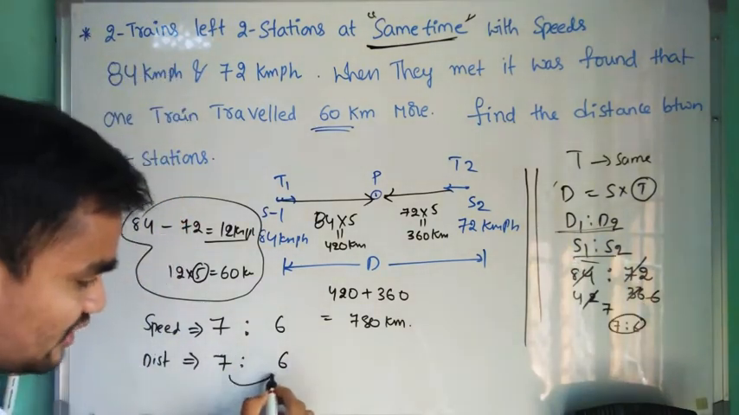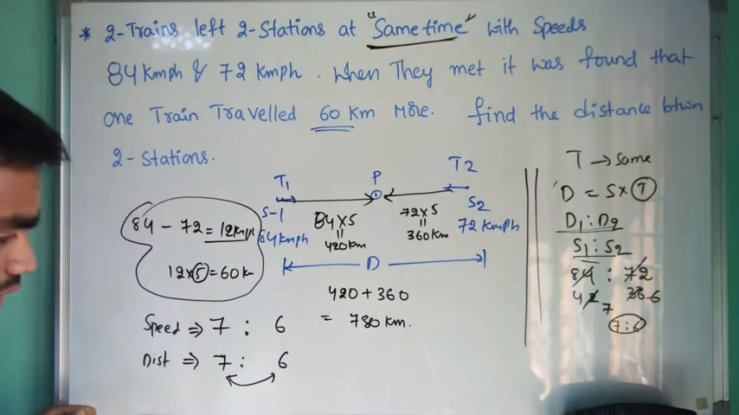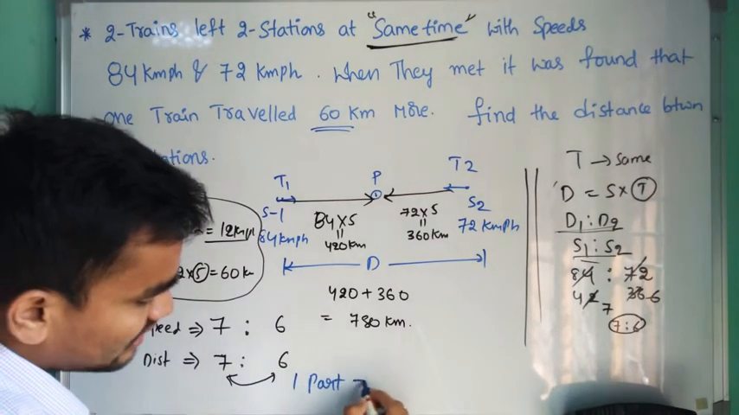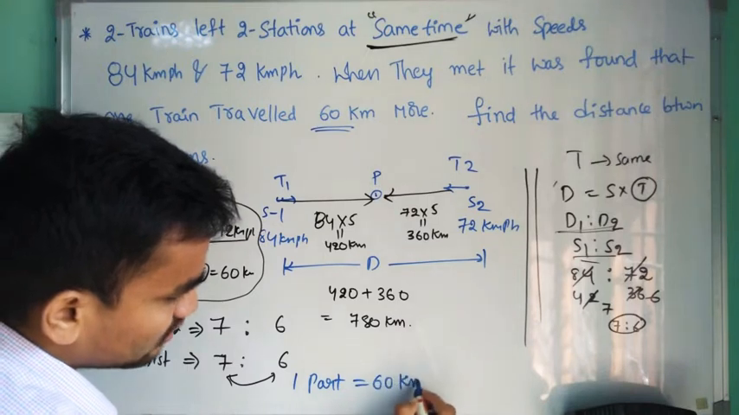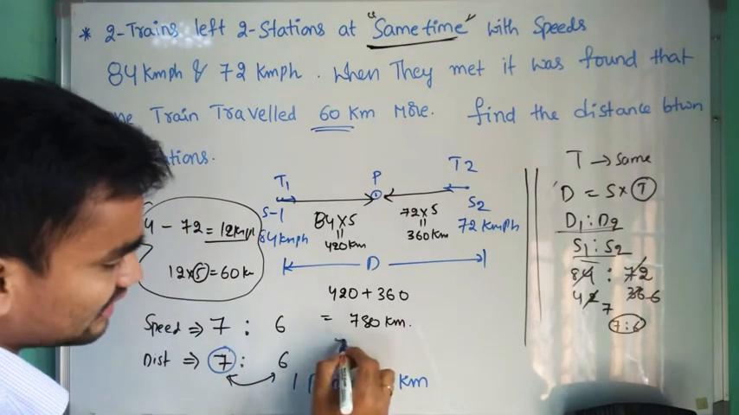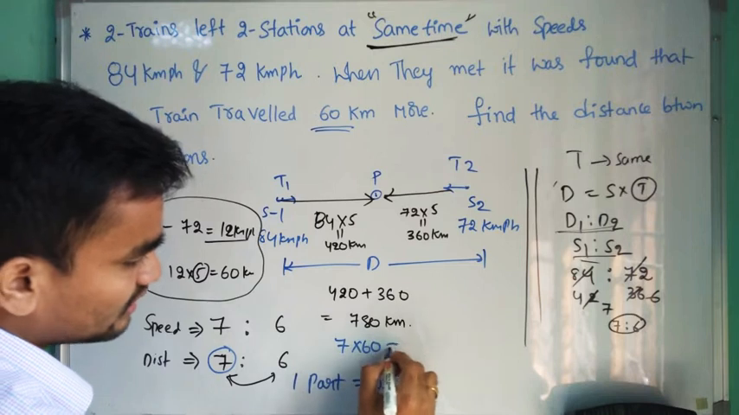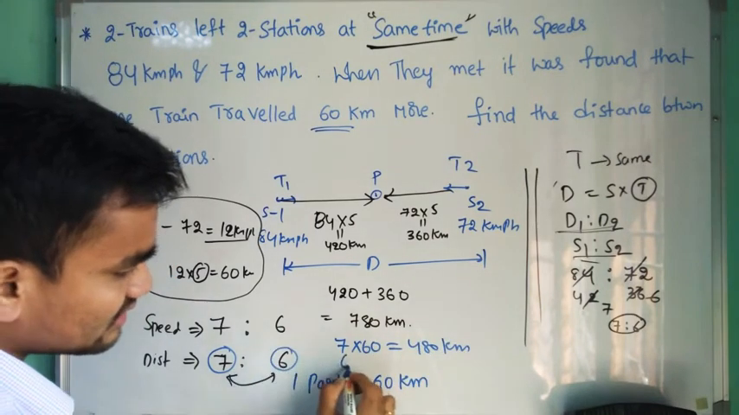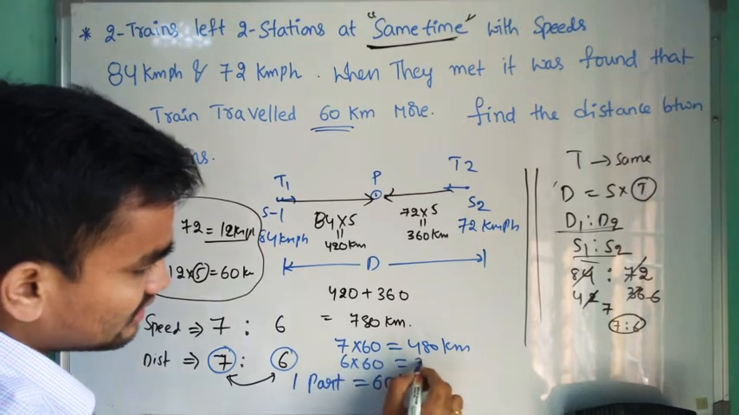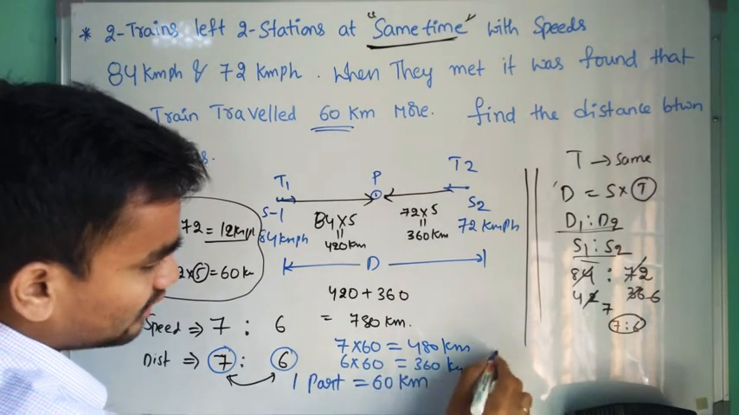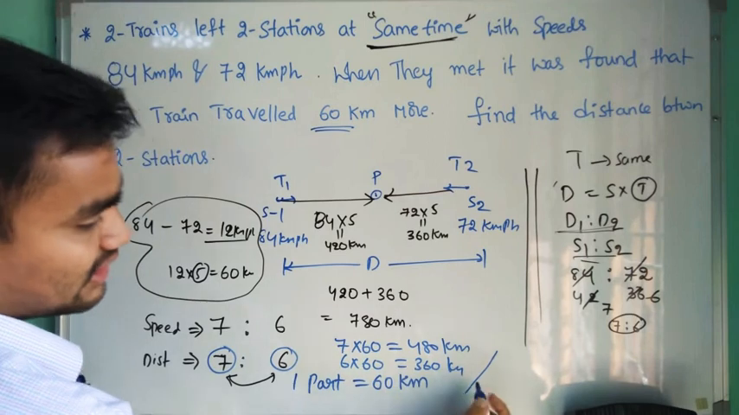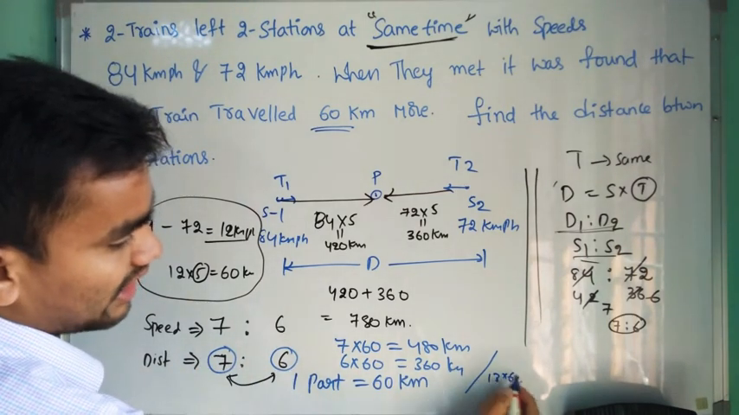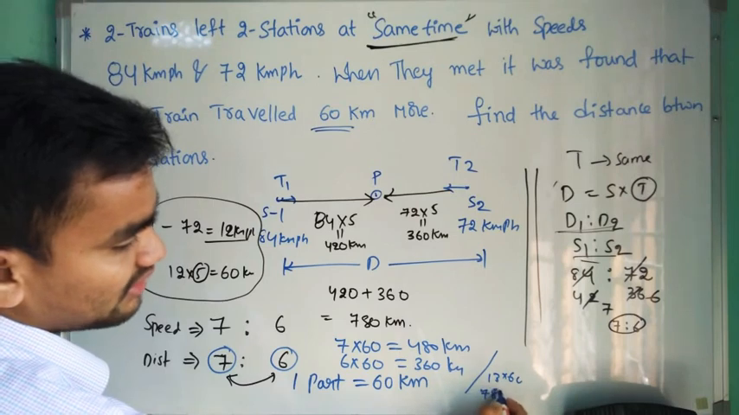So the difference between these two is one part. One part is the difference, and it is given as 60 kilometers. So for 7 parts it is 7 into 60, that is 420 kilometers. For 6 parts it is 6 into 60, that is 360 kilometers. Now the total distance is 13 parts, that is 6 plus 7, 13 parts, 13 into 60, or you can add these two, that is nothing but 780 kilometers.